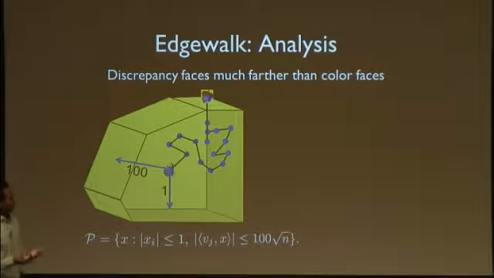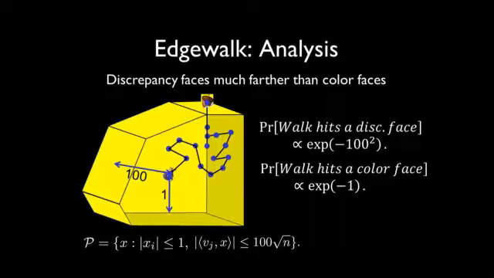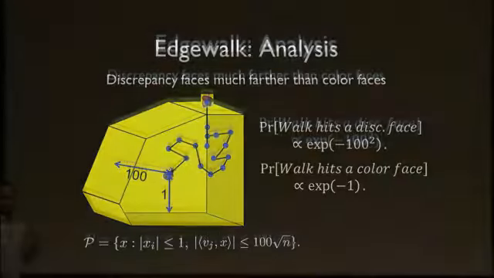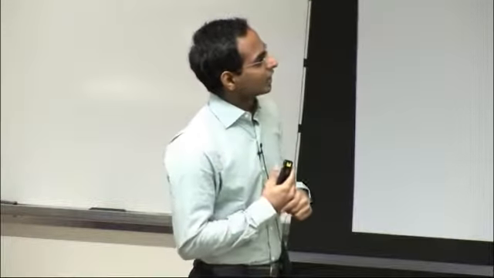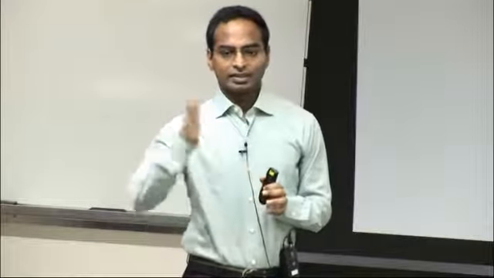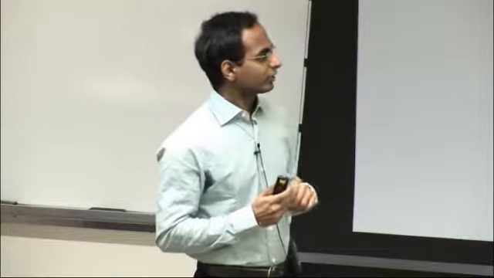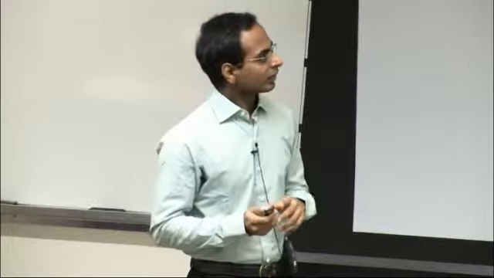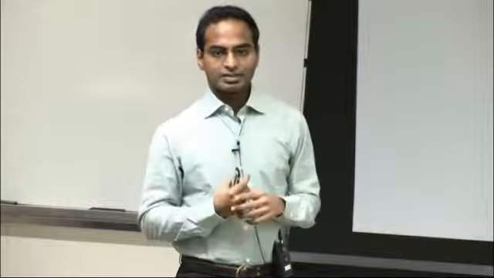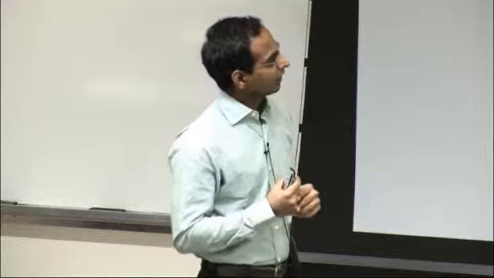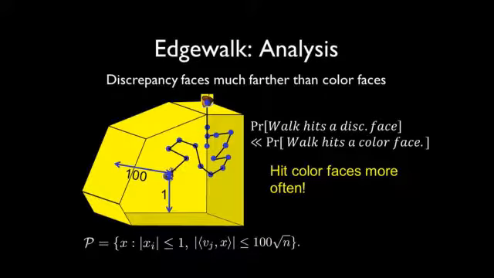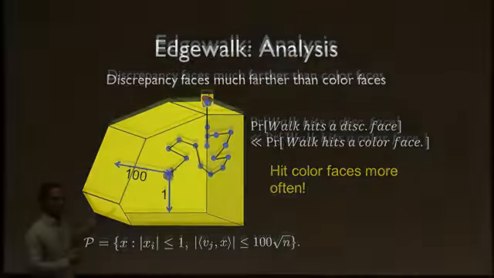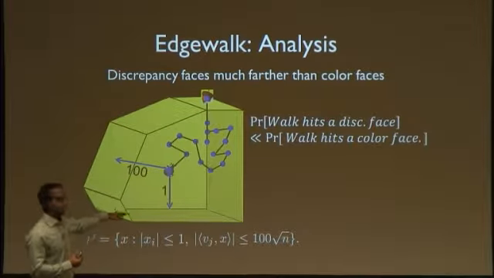And by design, by the way we design the random walk, it looks Gaussian in any direction with some variance. So you do some calculation of some martingale tail bounds, and you get that the probability that the walk hits a discrepancy face is roughly exponential in minus 100 squared, like a sub-Gaussian tail. And the probability that the walk hits a color face is roughly exponential in minus 1. It's not too small. And as a consequence of these two bounds, the probability that the walk hits a discrepancy face is much smaller than the probability that it hits a color face.